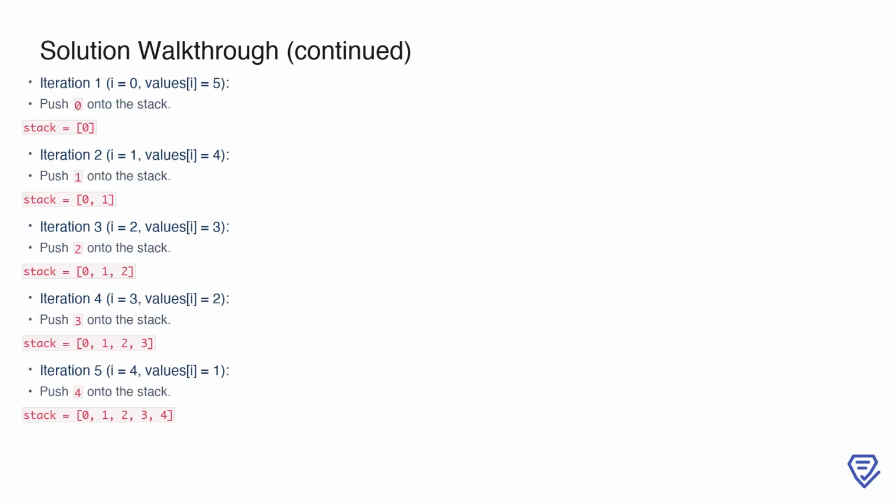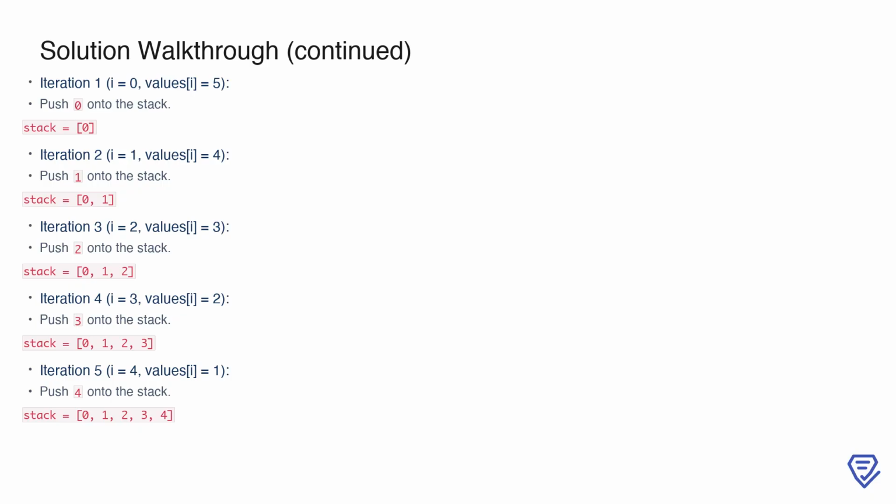Finally, consider the linked list 5, 4, 3, 2, 1. Converting this to an array gives values as 5, 4, 3, 2, 1. We initialize the result array as 0, 0, 0, 0, 0.